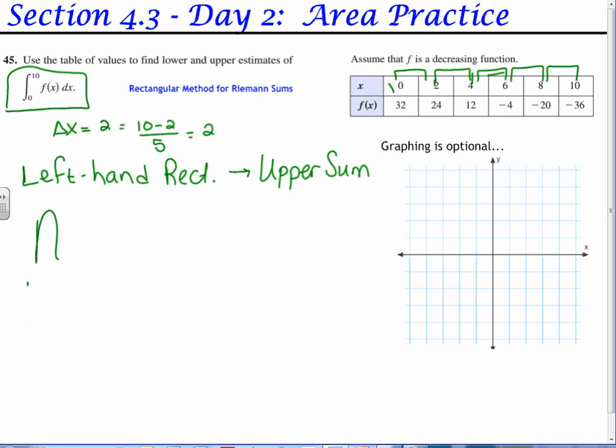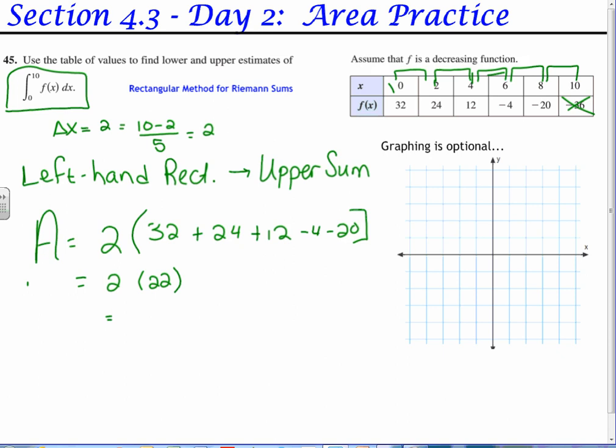Left-hand approximation, I need to take delta x times every height. My heights are going to be based on the left hand, so I won't be using the very last height. And that means I need to add together 32 plus 24 plus 12 minus 4 minus 20. And when I sum all that up, I end up with 2 times 22, and that gives me an approximation of 44.